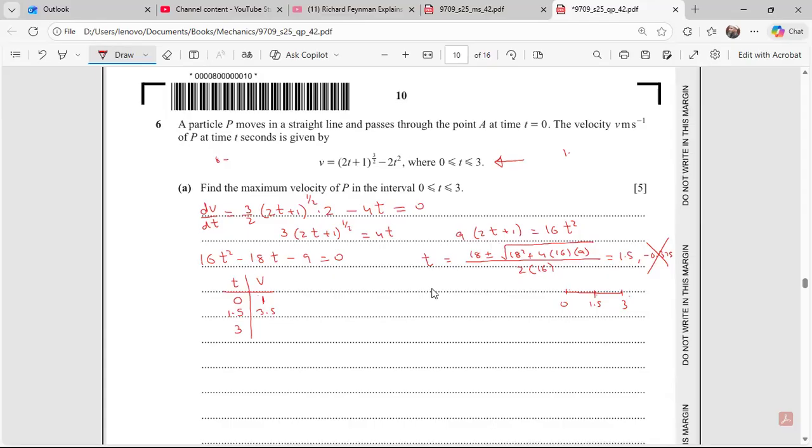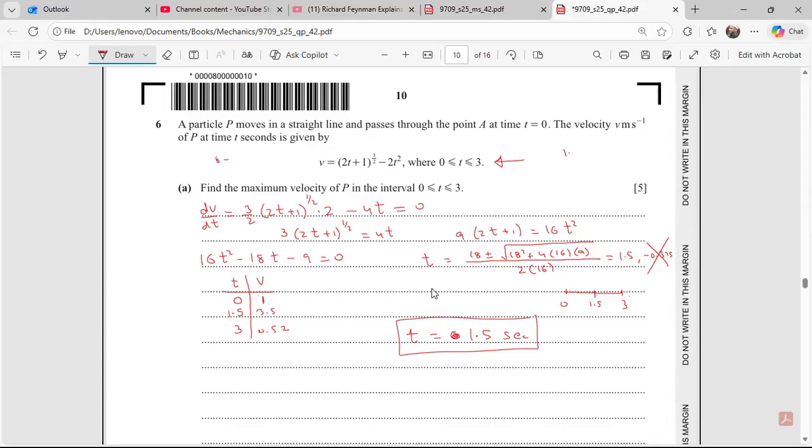And when time is 3 seconds, let's calculate this quickly as well. So this is 7 power 1.5, and minus 2 times 3 square is 9. So the speed is 0.52. So you can see that at 1.5 the speed is maximum. It's not the minimum. So our answer is that time is 1.5 seconds. This is my answer for this part.